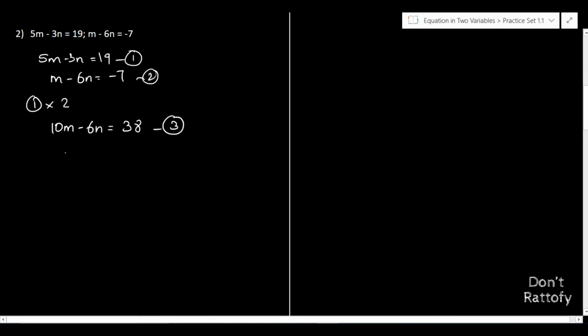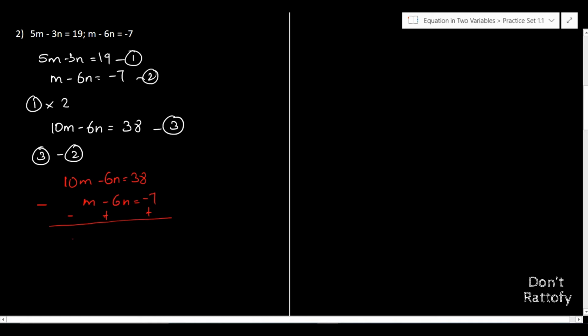So now I have minus 6n in equation 3 and I have minus 6n in equation 2. So what I am going to do is subtract the equations, that is equation 3 minus equation 2. If I do so, I will get 10m minus 6n is equal to 38, and m minus 6n is equal to minus 7. I am going to subtract it, so plus m will be minus m, minus 6 will be plus 6, and minus 7 will be plus 7.